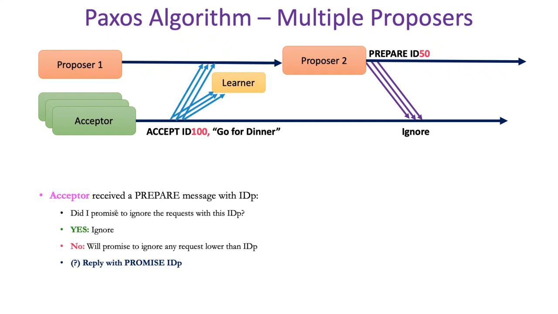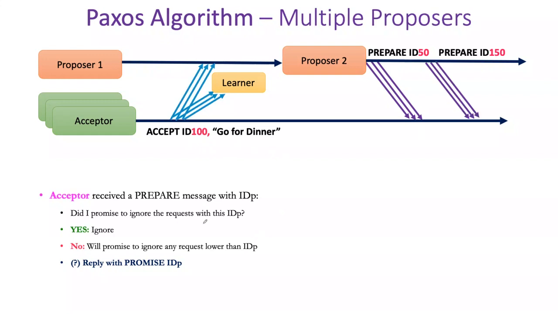So then the acceptors receive this prepare message with this ID P, and they check themselves whether they have promised to any of the previous IDs. If they already committed, then they will ignore it. If not committed, they will promise to ignore any request which is lower than your 100 in this case, and then they will reply with the promise ID upon that.